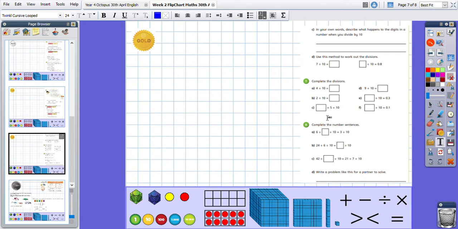On question 7, you are looking at the inverse with some questions. So for example, something divided by 10 is 0.3, so you need to do the inverse. What's the inverse operation of division? Let's see if you can remember.